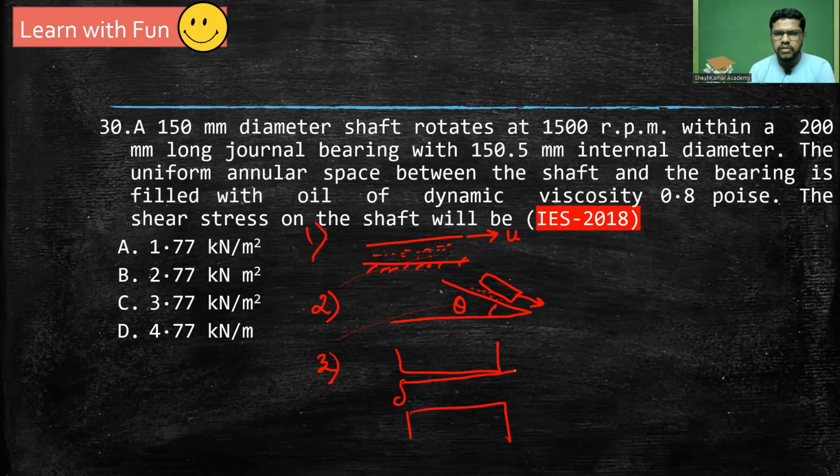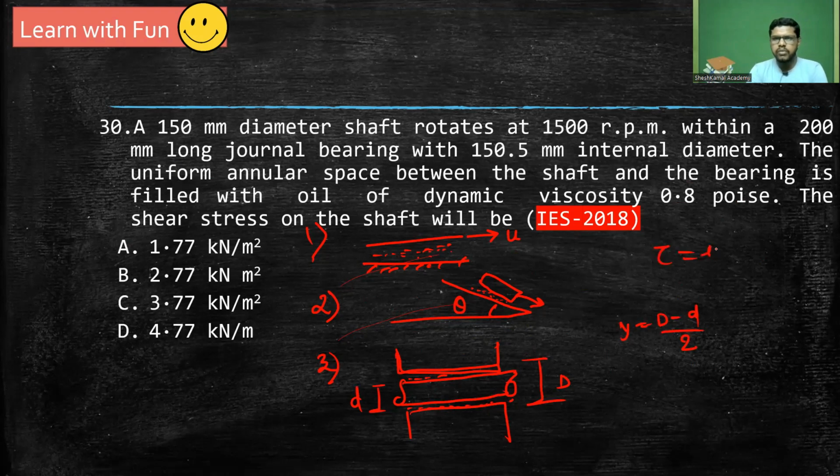in which a shaft is rotating. So here again, there is some viscous fluid. So this bearing has a diameter D, the shaft has a diameter small d, and to find out the thickness of the thin oil film, means y, the y could be calculated from (D minus d) divided by 2. So the formula for shear stress is mu into du by dy.